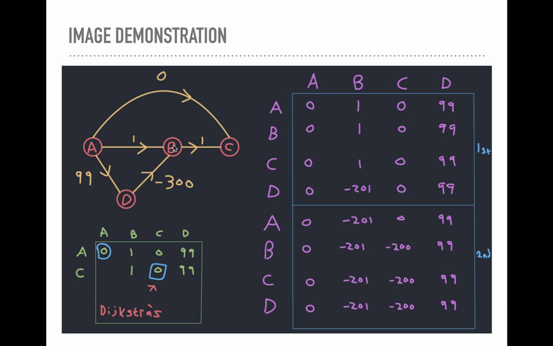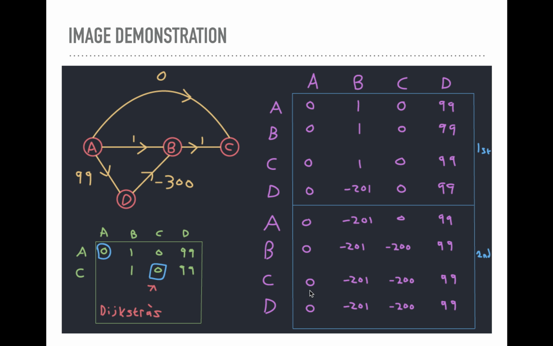So from B to A, B doesn't reach A because, remember, it's directed. It only reaches C. B to B is minus 201. Now B to C is going to be, well, B is minus 201. We add 1. Now we're at minus 200. That's a shorter path than 0, so it's minus 200. D, B doesn't reach D.